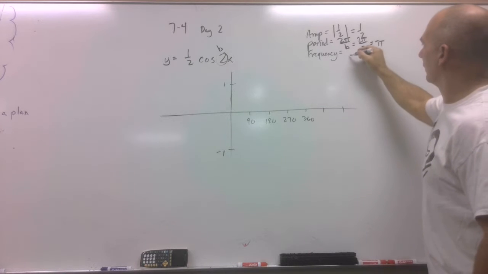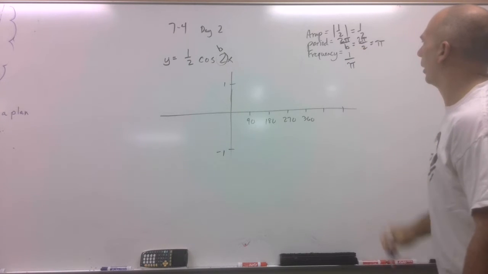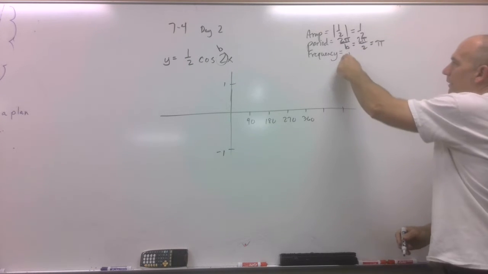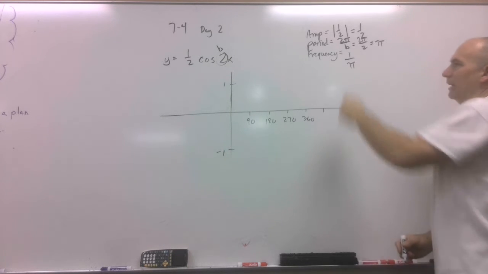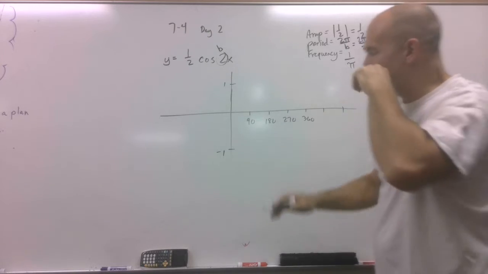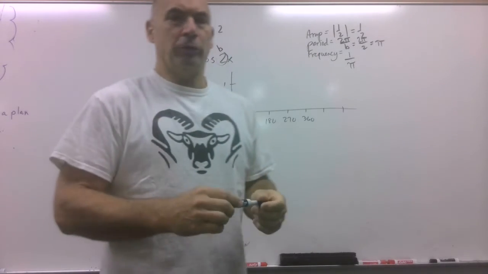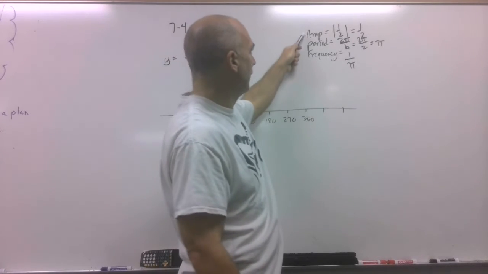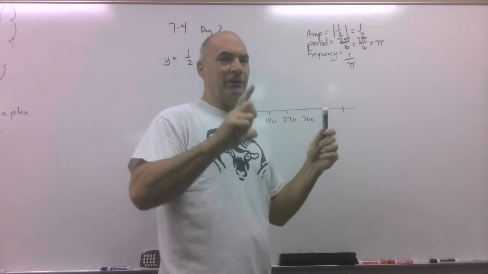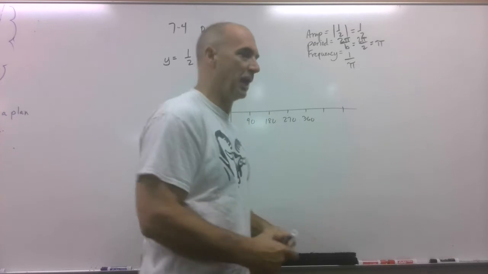And then the frequency is just 1 over our period. So it's going to go through one cycle every pi, or it takes pi to go through one cycle. So let's take a look at it. So your author of your book is pleased as punch. You know how to find amplitude, period, frequency, but let's take a little snapshot, practice graphing one more time.